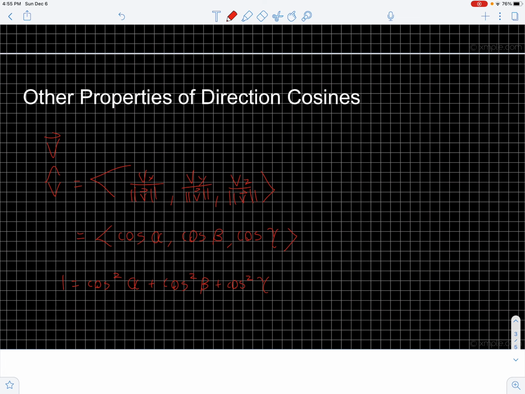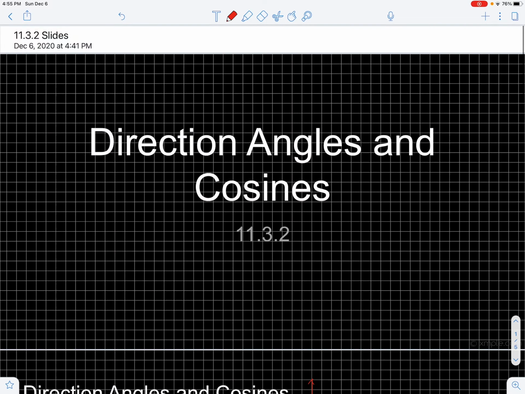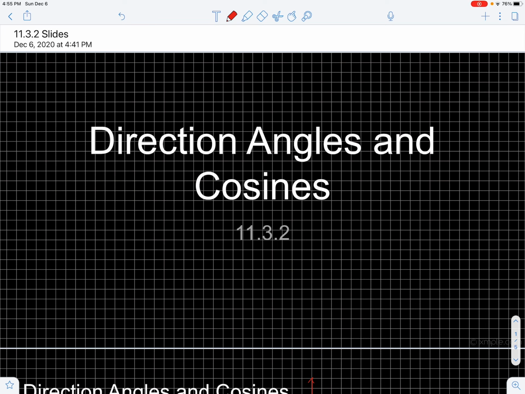Cool. That's all we got on direction angles and direction cosines. We will continue our exploration of the dot product.